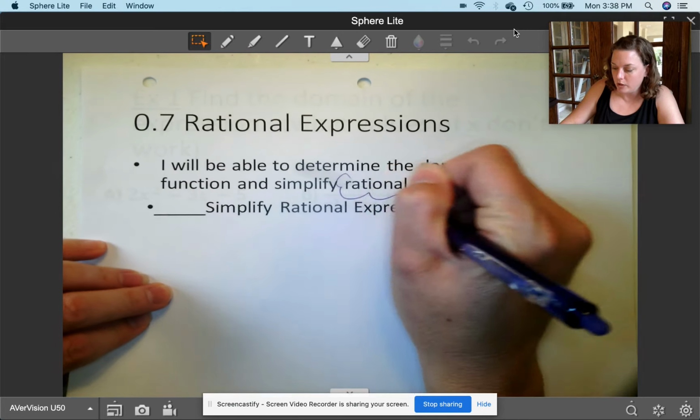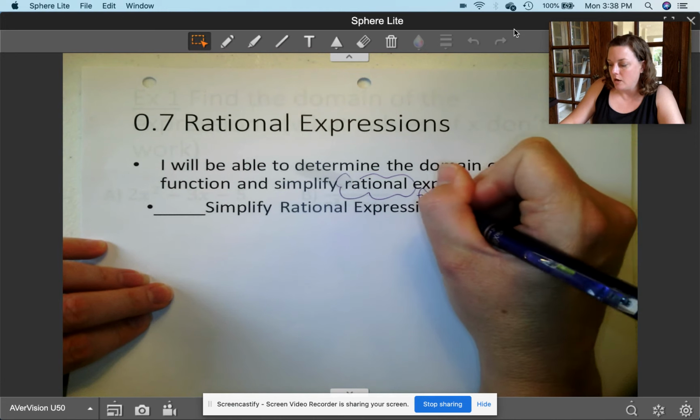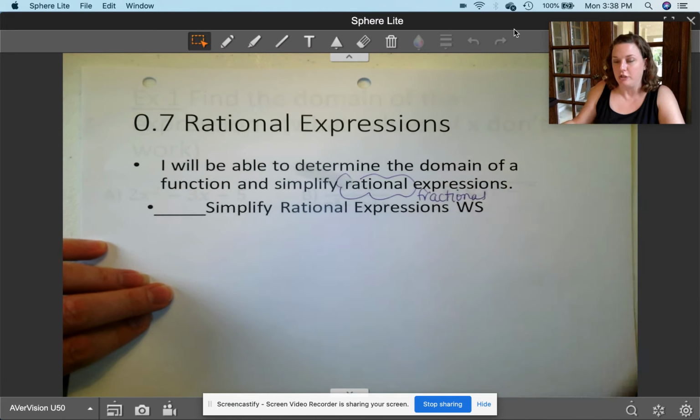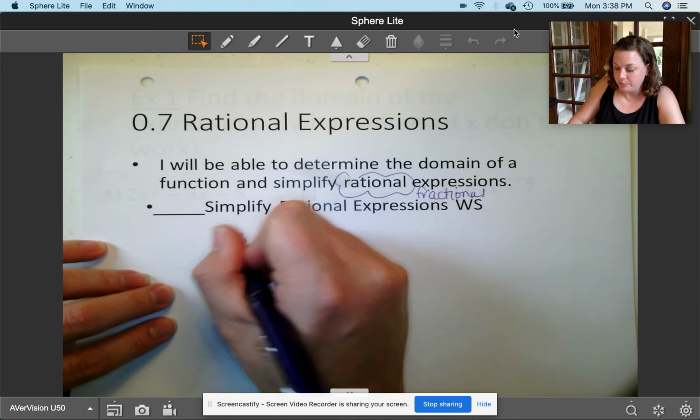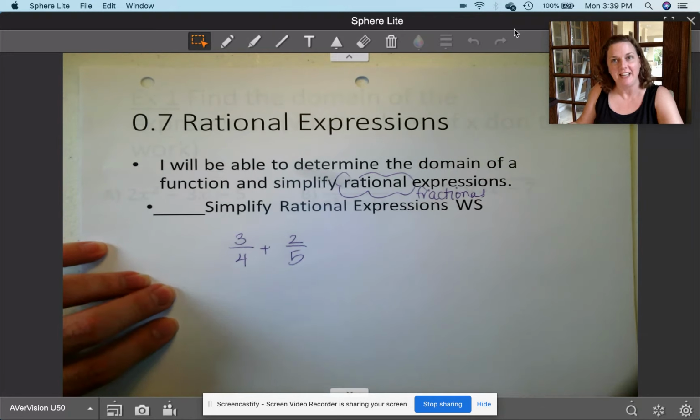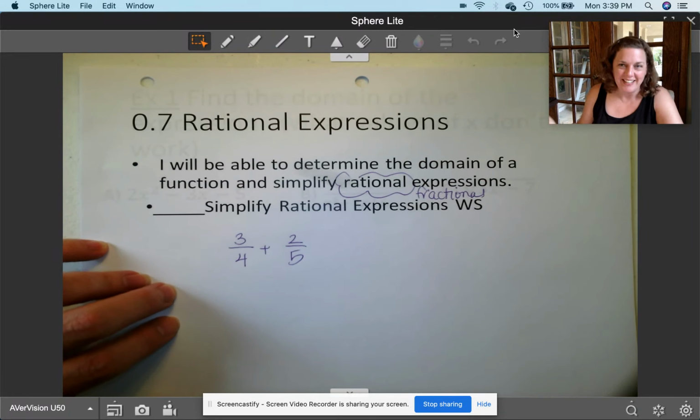So first of all, what are rational expressions? They are rational, fractional expressions. So we are simply doing 3/4 times or plus 2/5 today. Okay, it's not quite that simple, but the first thing we want to remember is that we want a common denominator. And sometimes it's easier than others.